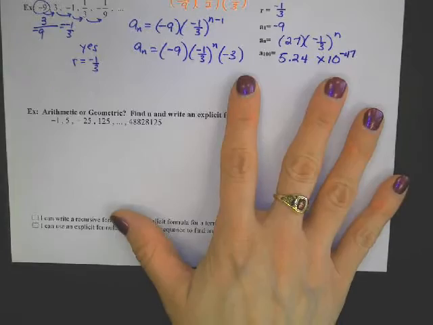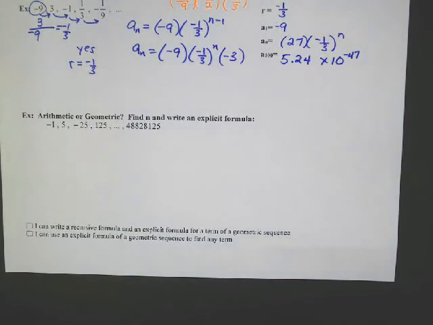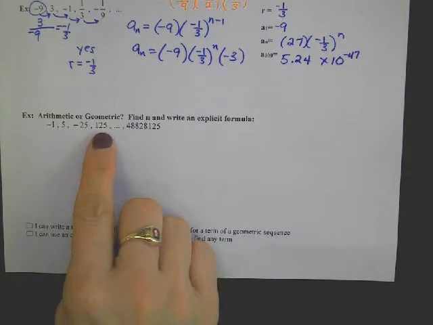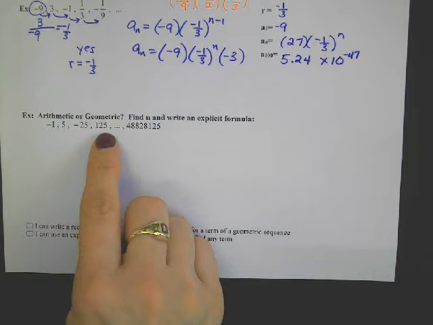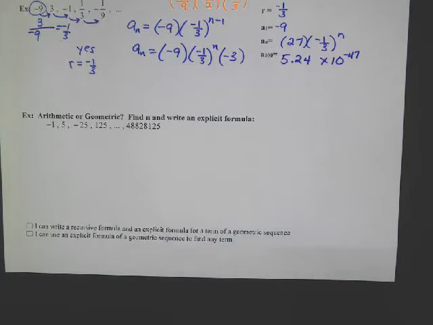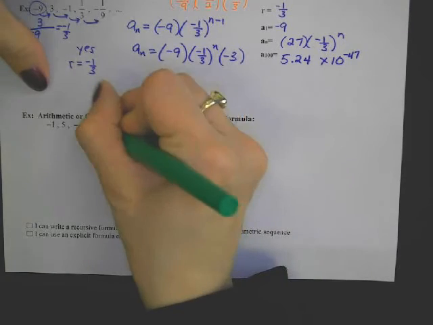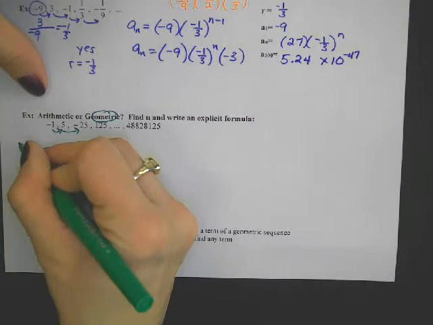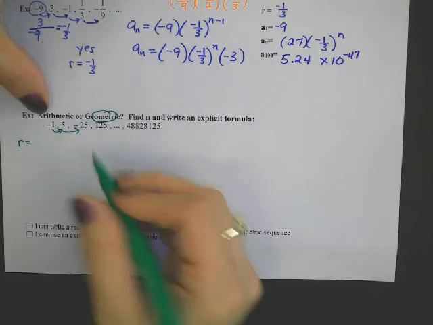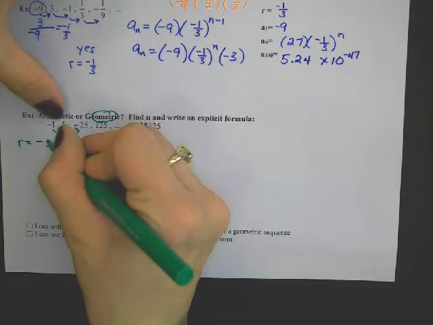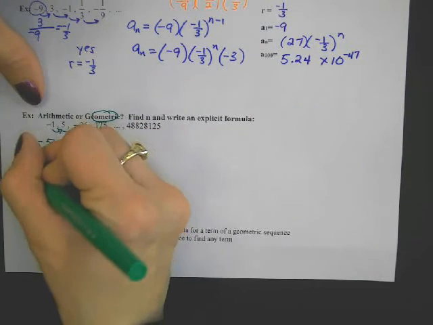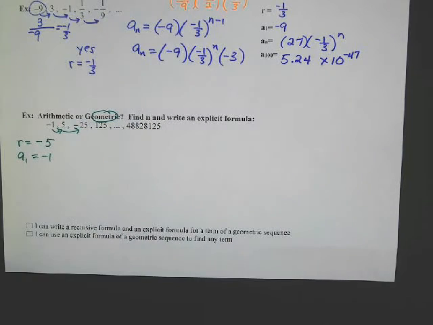Okay, for this last example here, we have to see if it's arithmetic or geometric. So does it look like they're adding, adding, adding? Or does it look like they're multiplying, multiplying, multiplying? It looks like multiplying. This is geometric, because the r value is negative 5, and a1 is negative 1.